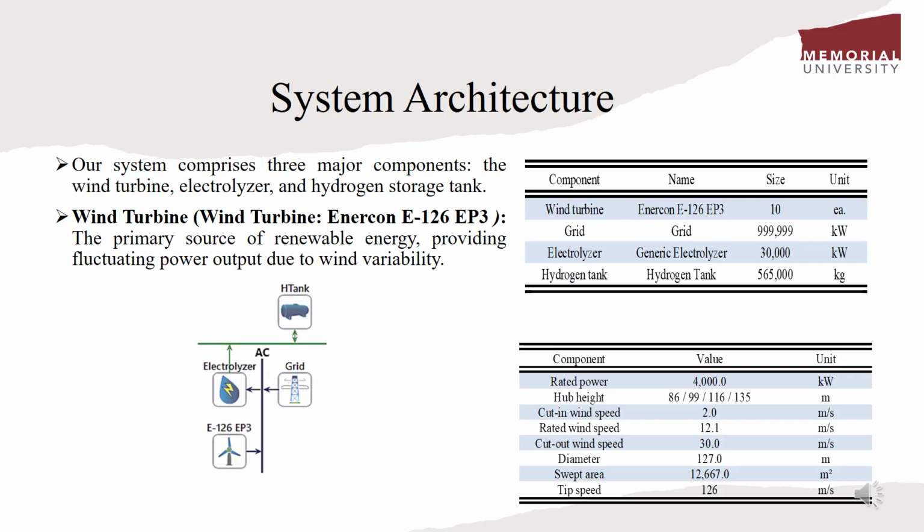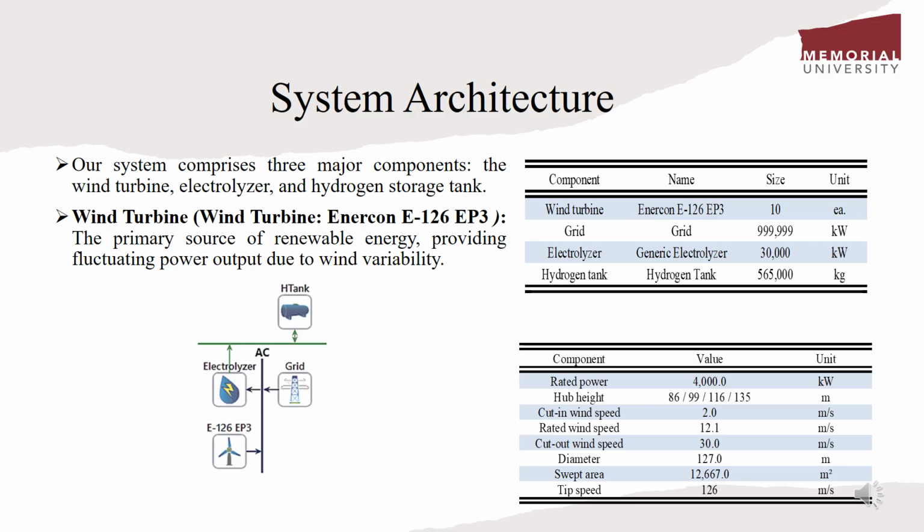In our system, we integrate three major components: the wind turbine, electrolyzer, and hydrogen storage tank. The wind turbine serves as our primary renewable energy source, generating power that fluctuates due to variability. To address the intermittent nature of wind energy, we have opted against traditional battery banks, recognizing their lack of alignment with our goal of green, cost-effective hydrogen production. Instead, when the wind speeds are insufficient, we will utilize the grid for a steady power supply to the electrolyzer.